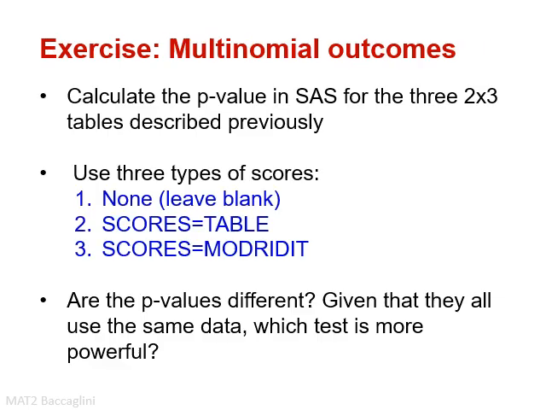Now practice using SAS. Calculate the p-value for the 3 types of scores, either put in none, scores equal table, or scores equal mod ridit. Take a look at the p-values. Are they different? And given that they all use the same data, which test is more powerful?